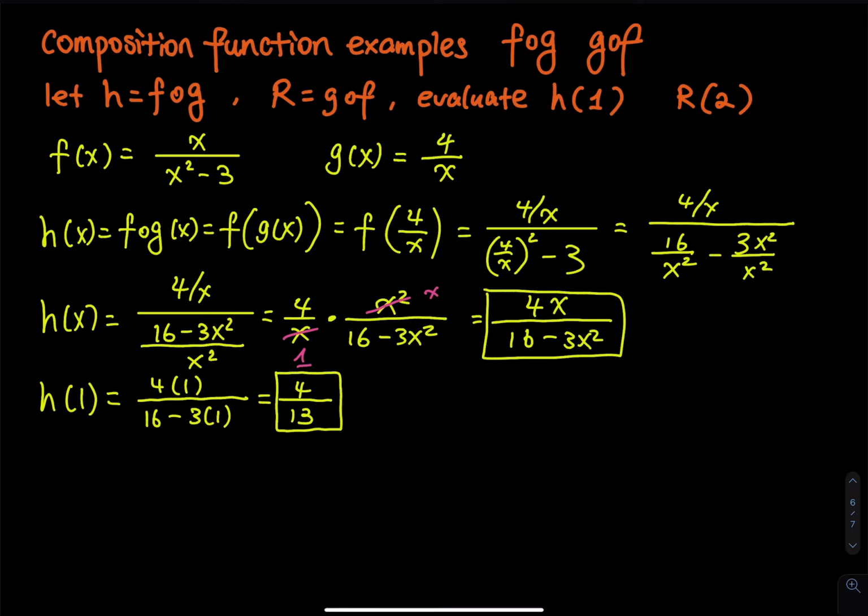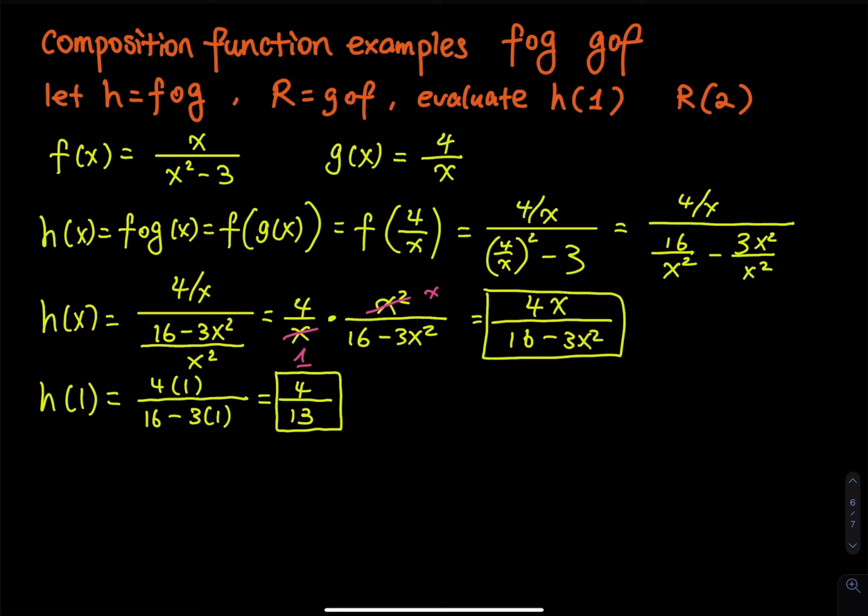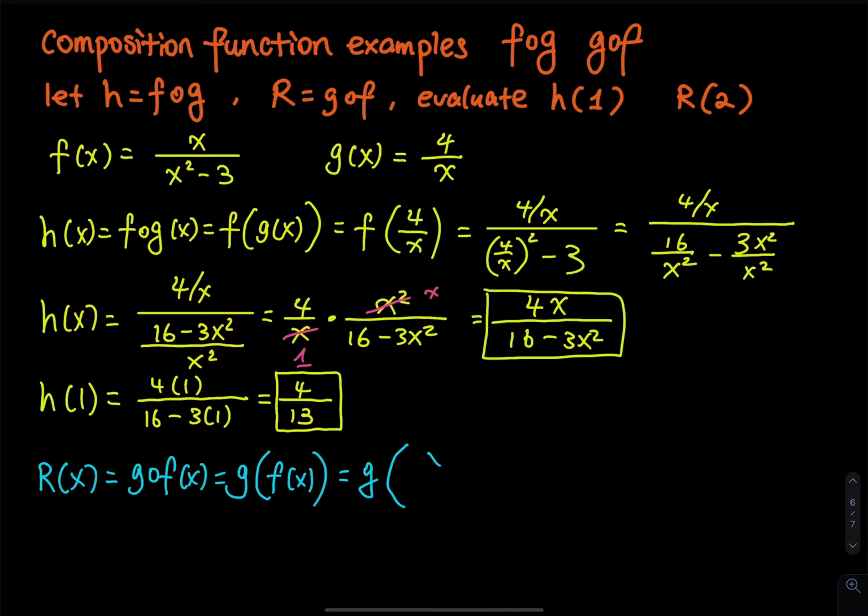Let's do the r. r of x is equal to g of f. So let me switch to another color so that it gives you a better contrast. So we have r of x equals g of f of x, which is equal to g, parenthesis, f of x, and then we put the f inside the parenthesis. So g of f is 4 divided by x over x squared minus 3. So function g was 4 divided by the independent variable, and then you put the function in the independent variable, which is x divided by x squared minus 3.